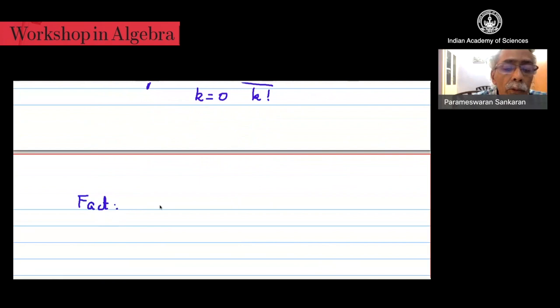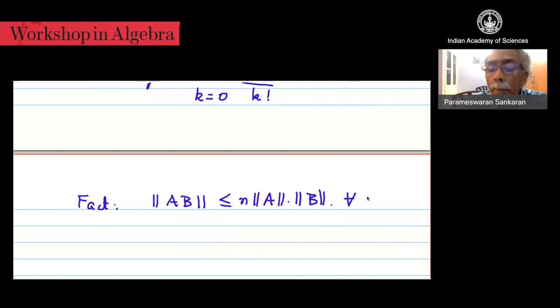Norm of AB is less than or equal to n times norm of A times norm of B, for all n by n matrices A, B in Mn over the real numbers. You can have it over complex numbers also, and the identical inequality holds. Okay, why is it so?